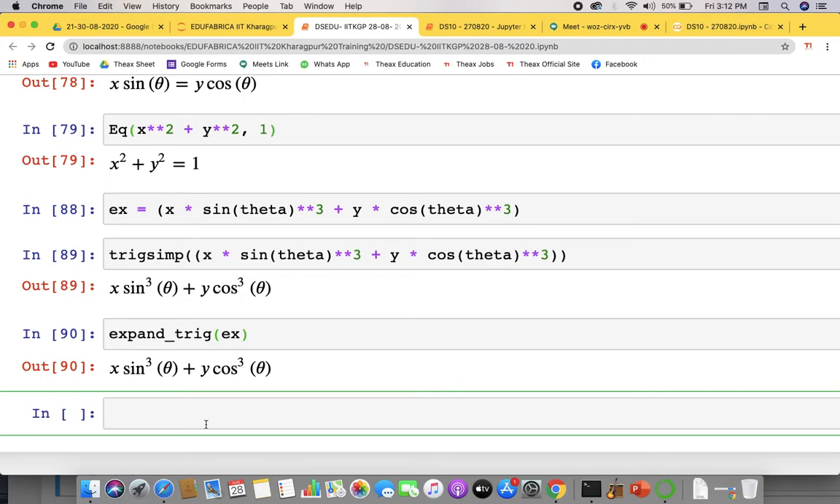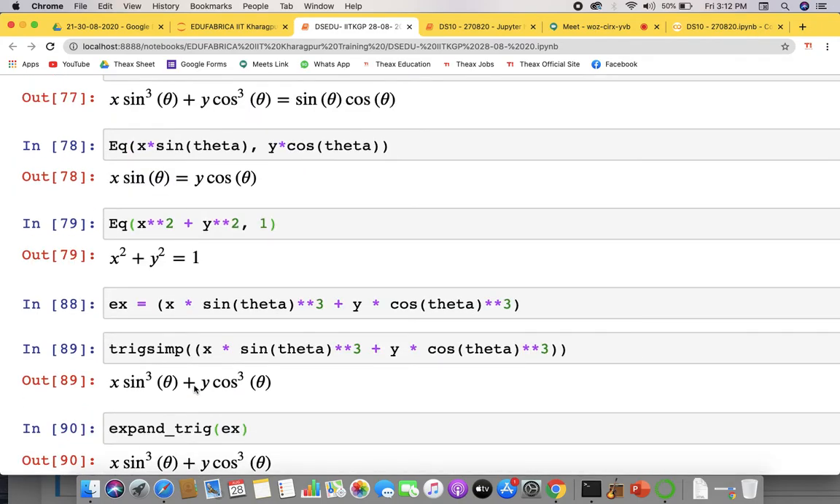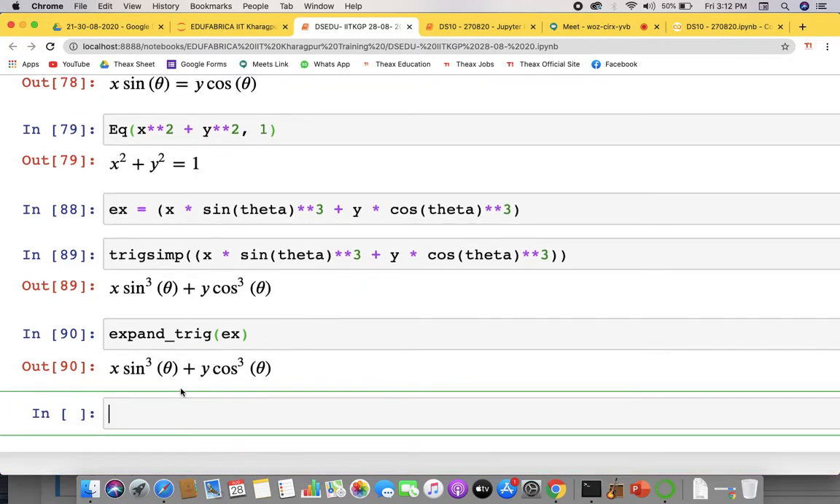x sine cube theta plus y by x cos theta, y by x multiplied by cos theta. It will not work. Any suggestions, any short method? Don't go for the long one. The long one will definitely give the answer, but I'm searching for something short.